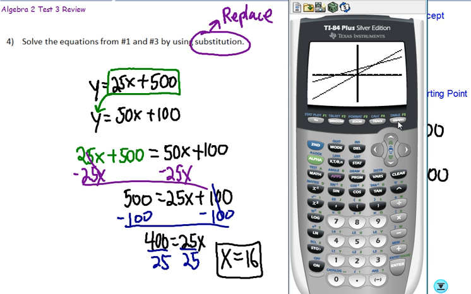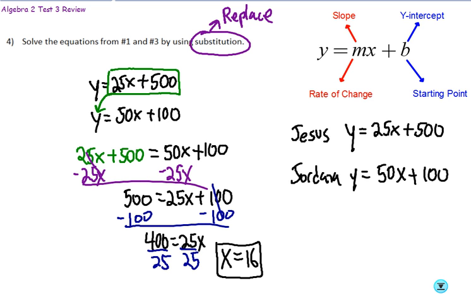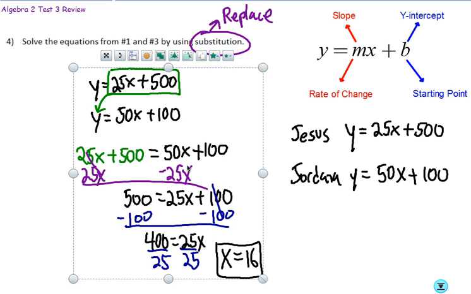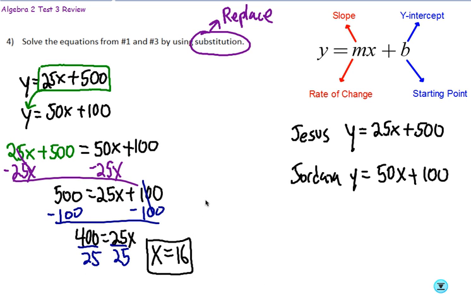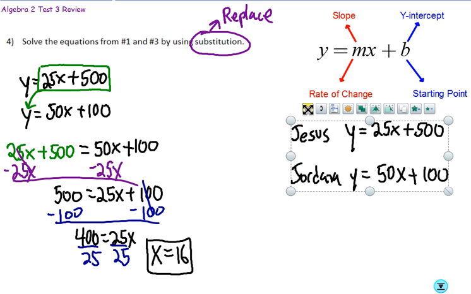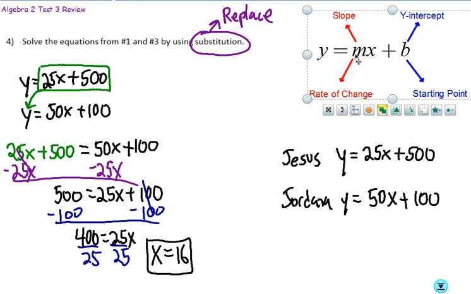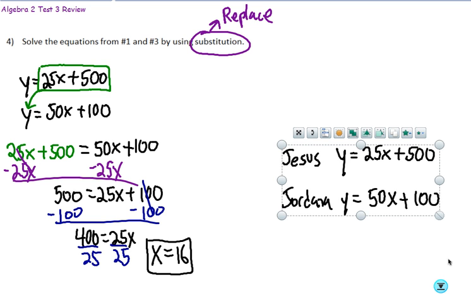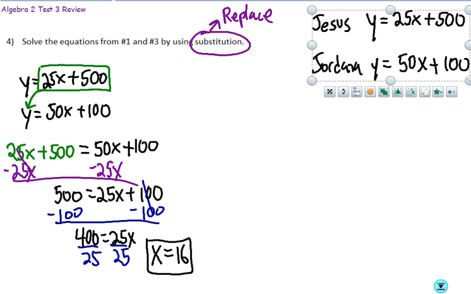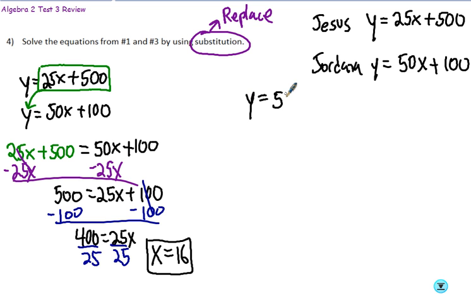So to figure out the y, it doesn't matter which one you plug it back into. You just pick one of them. I usually say, pick the one that looks easier. In this one, maybe there's not really even a difference. Maybe you look at it and think they're both the same. So I would make some room for myself here. So I would just pick one. So let's say y equals 50x plus 100.